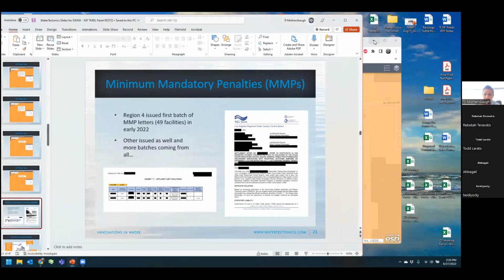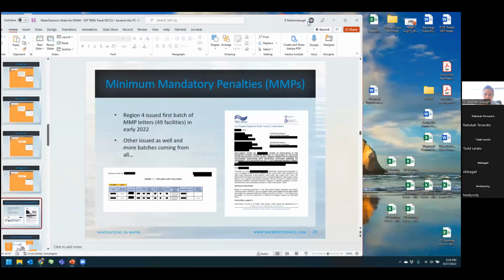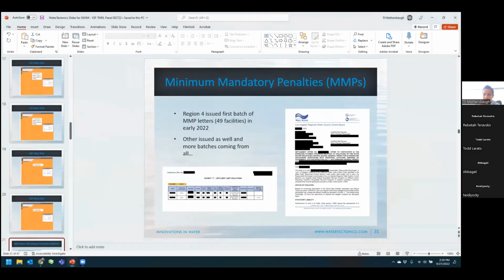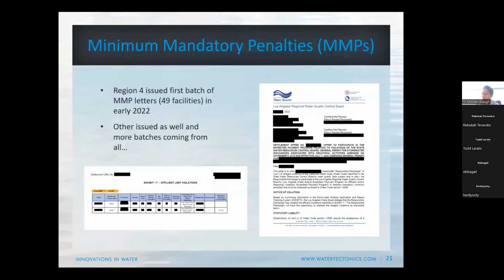Okay, so the next one is the minimum mandatory penalty. Let's say you're just going about your day, and you're not one of the people who attended this webinar, and you don't know what's going on. You get a letter from the water board, presumably if you exceed these. These have just started to go out in the first half of this year, from what I've heard. This is some data from a Region 4 area.